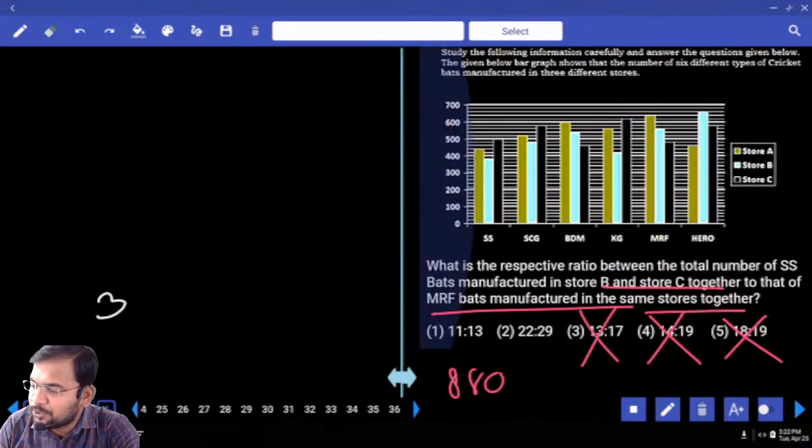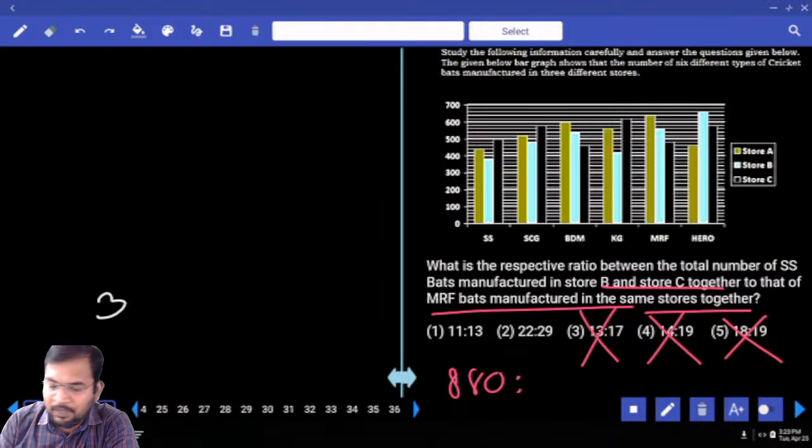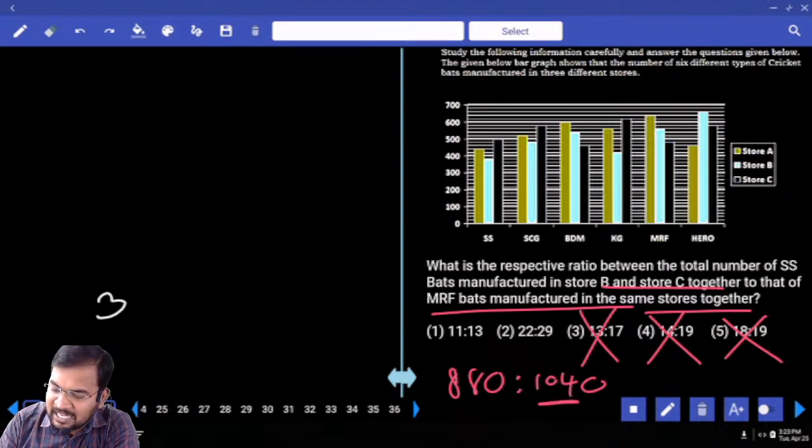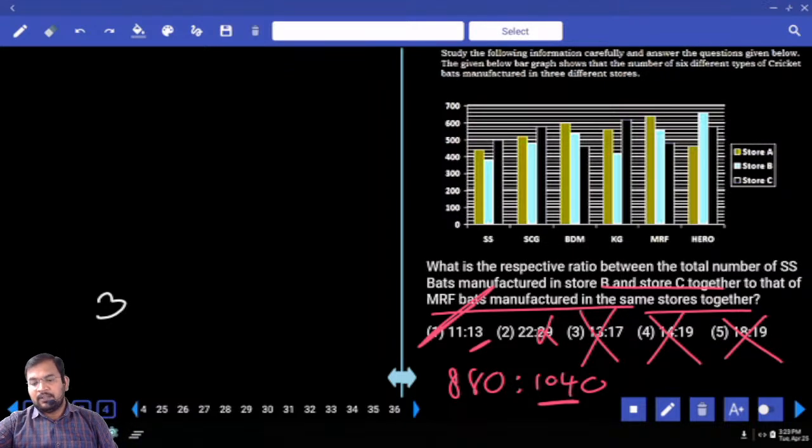MRF bats in the same stores together, B and C. B is 560 and C is 480. 560 plus 480 is 1040. 104 is a multiple of 13. Your answer is 11:13. 104 is 13 eights and 88 is 11 eights. Are you clear? Shall I go for the next question?